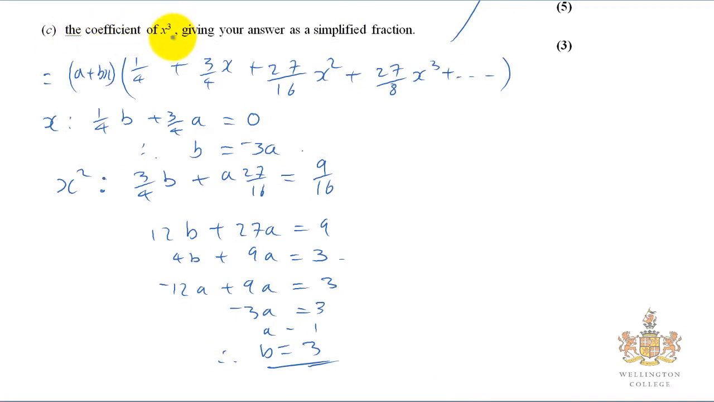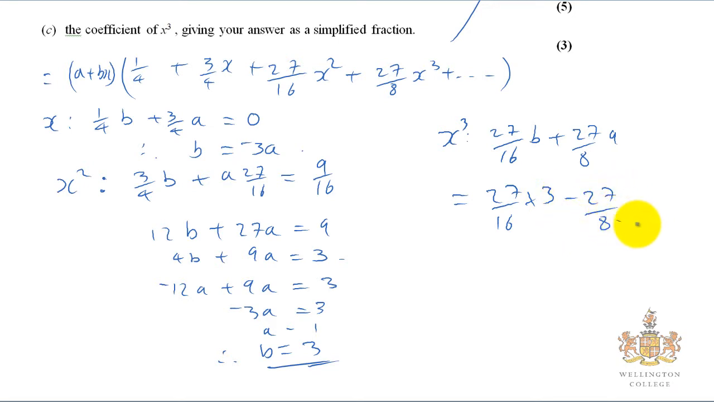Now in part C, we're asked to find the x cubed coefficient and give it as a simplified fraction. So for x cubed, let's write that down here so we can see everything. We're going to go bx times by x squared to get an x cubed term. So we're going to have 27 over 16 lots of b, and then we're going to have a times 27 over 8. So that will equal 27 over 16 times 3 minus 27 over 8.